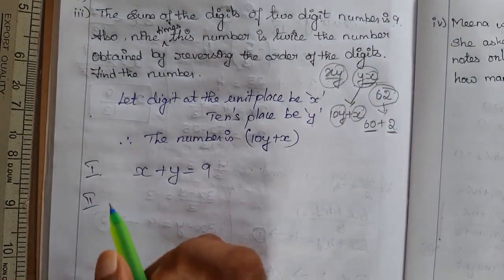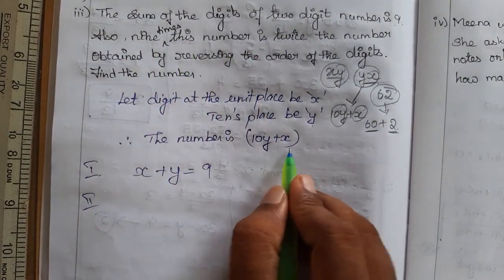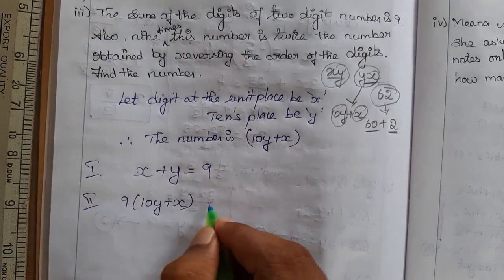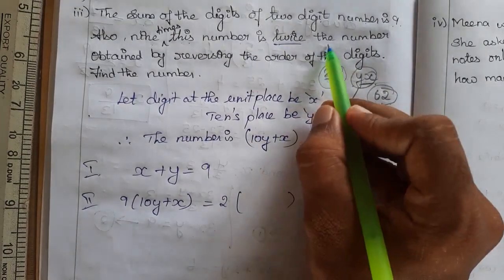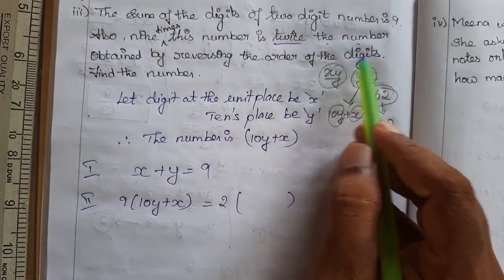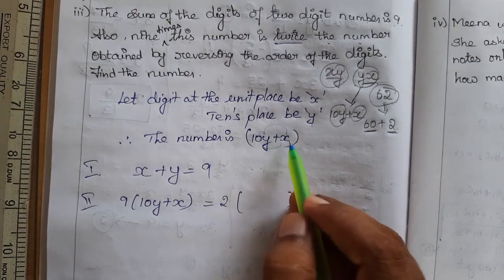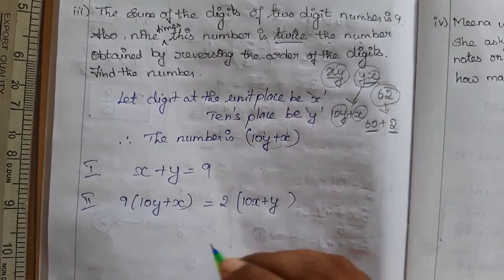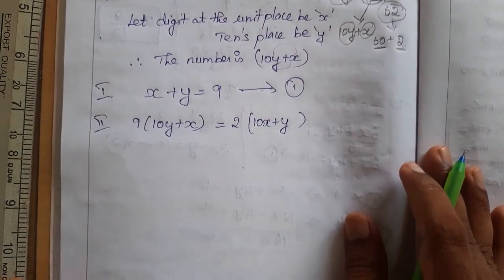What about the second condition? 9 times this number, the number is 10y plus x, right? So 9 times 10y plus x is twice the number obtained by reversing the order of the digits. Reversing the digits means swapping, so it will become 10x plus y. Just swapping. So from the second condition we get an equation to solve by elimination.